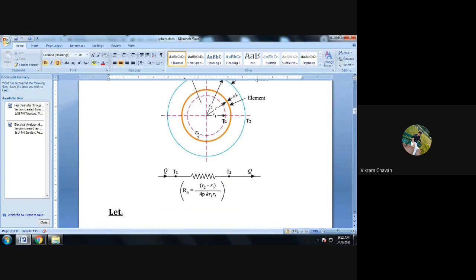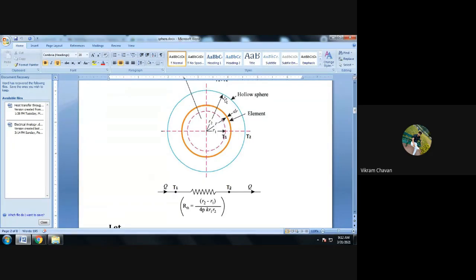Now if you want to draw the electrical circuit diagram for this heat flow, we have to show the heat flow from the inner surface to the outer surface, that is from T1 temperature to T2 temperature. So the direction of heat flow will be from left hand side towards the right hand side. For the flow of heat, the resistance will be offered by the thickness of that particular sphere, which means the difference between inner radius and outer radius.